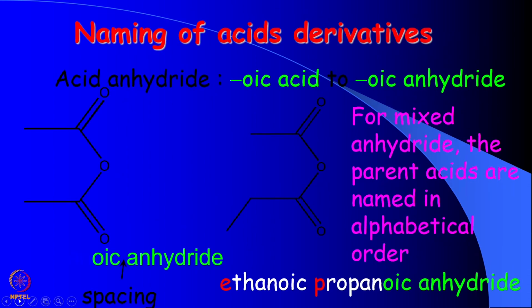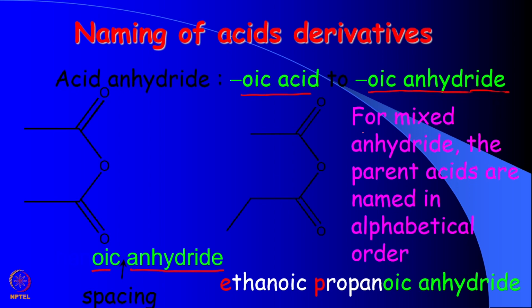Let us now try to understand the naming of acid derivatives, where we are trying to learn how to name the acid anhydrides. When you have a benzoic acid or carboxylic acid, we write it as oic acid. When that acid is converted to an anhydride, we write it as oic anhydride. You see there is a space between oic and anhydride, and as I indicated in the previous slide, there may be a mixture of acids which can give you a different anhydride.